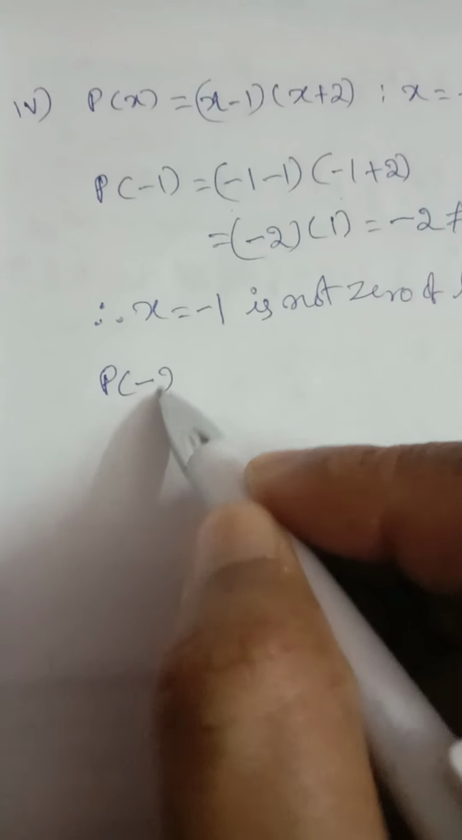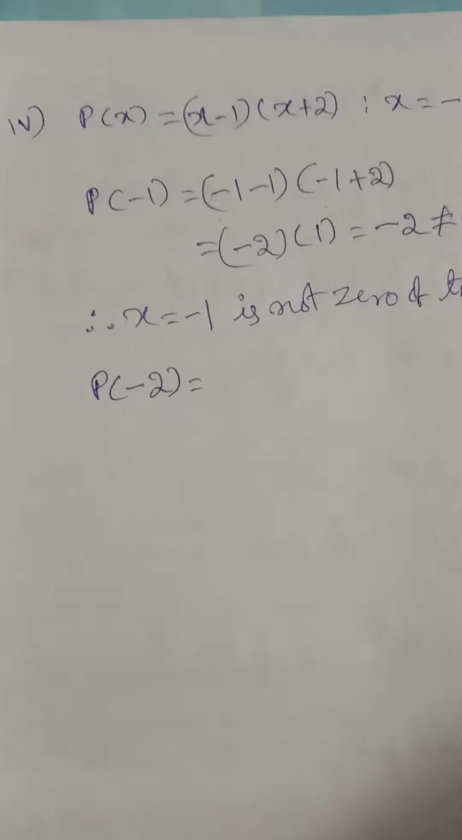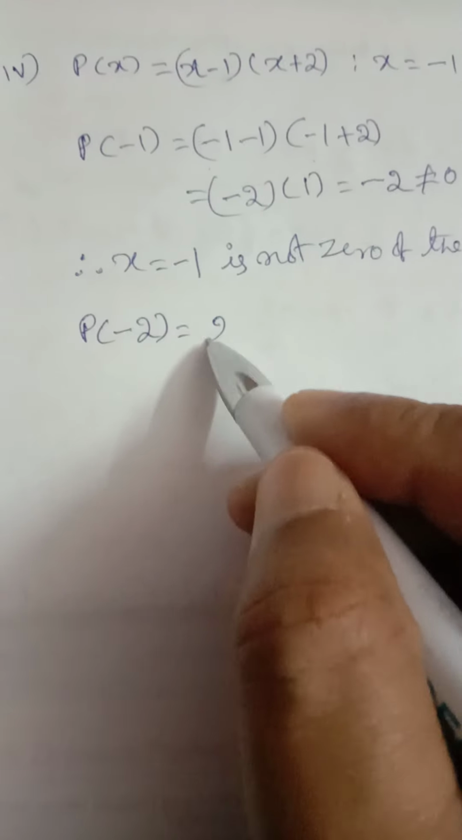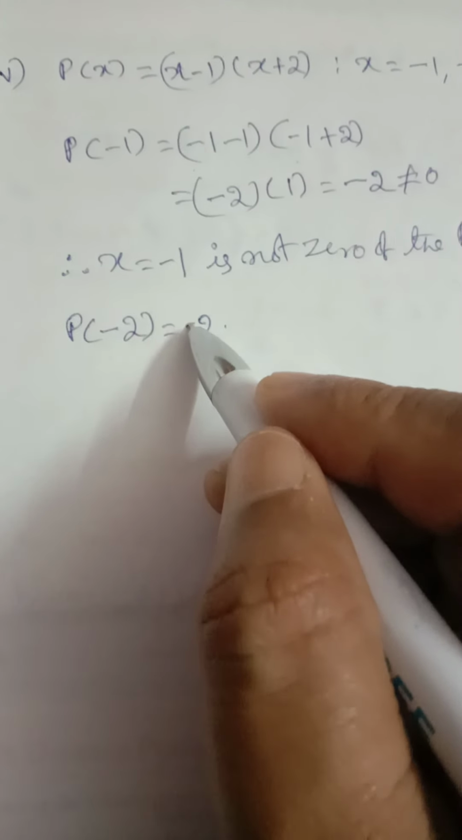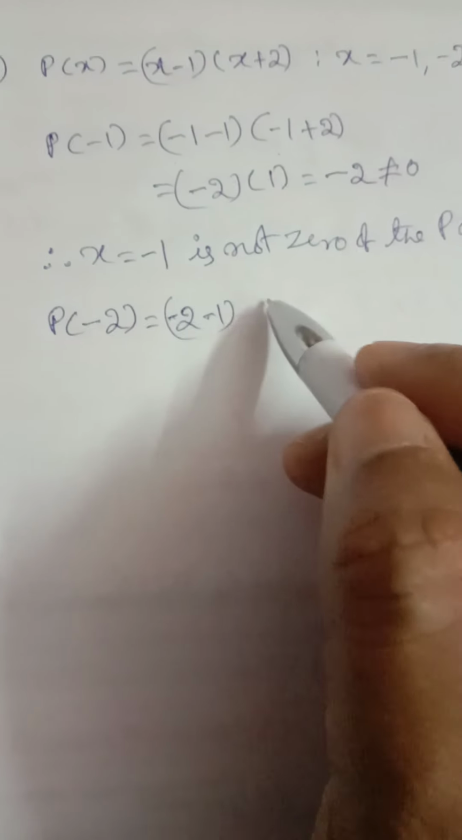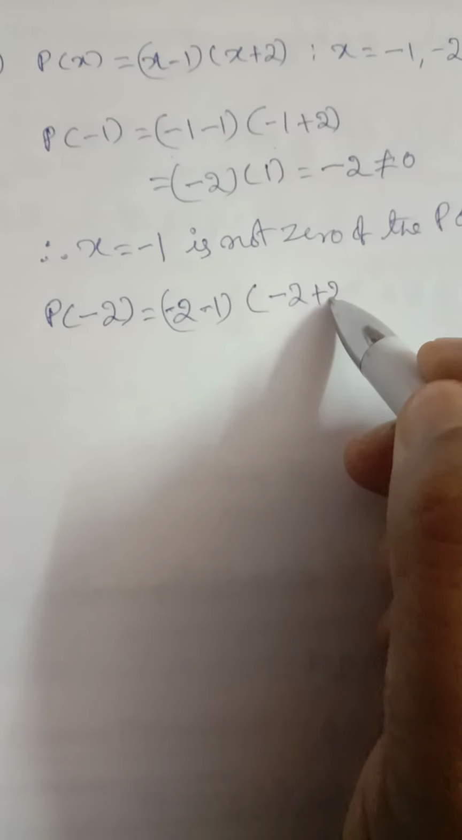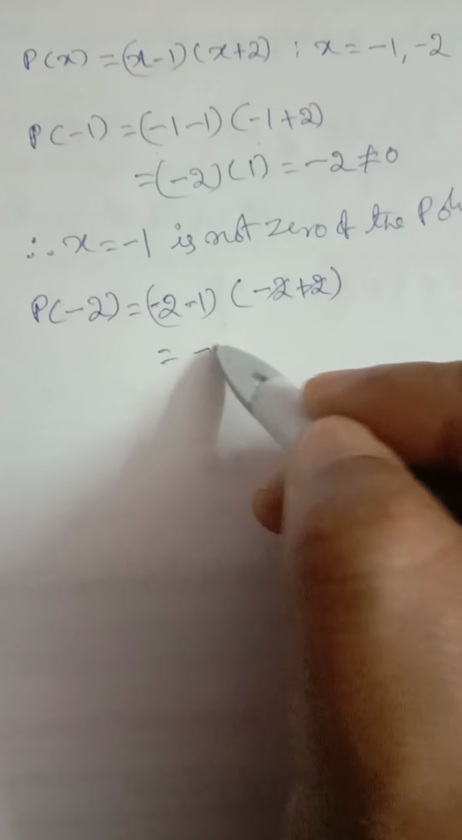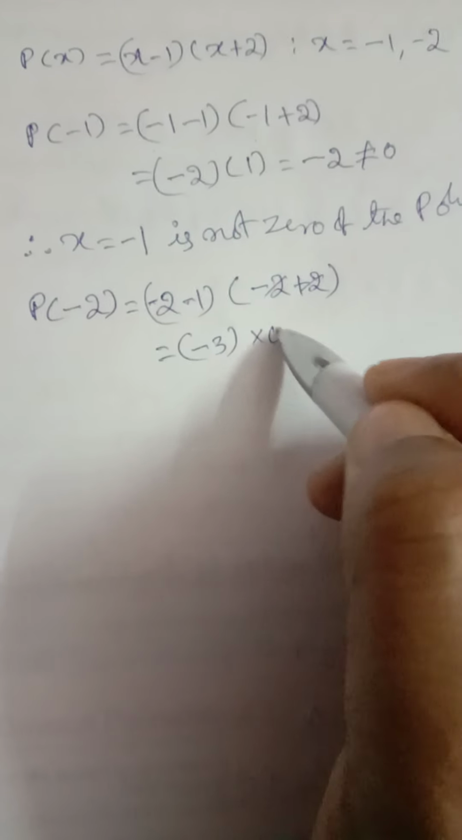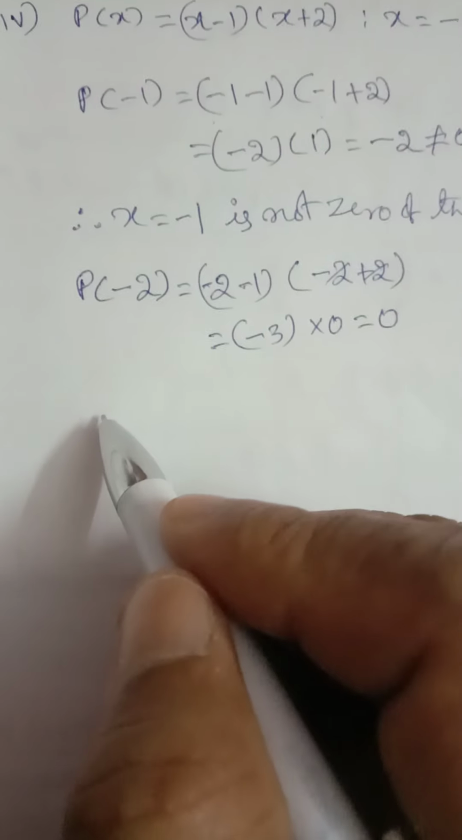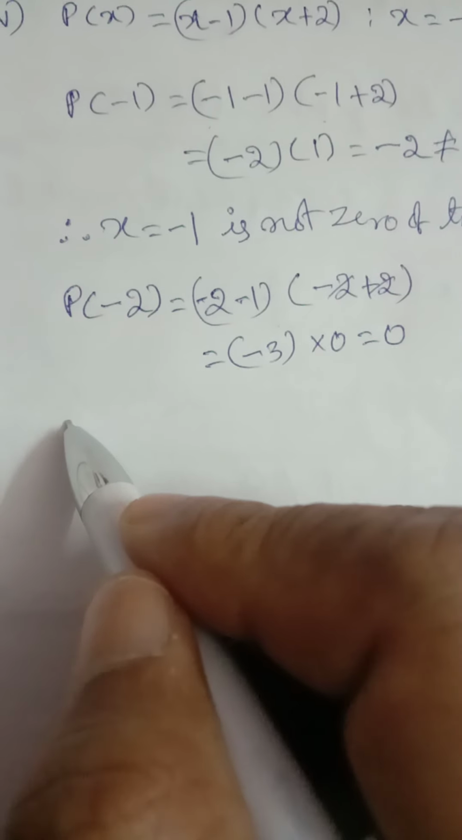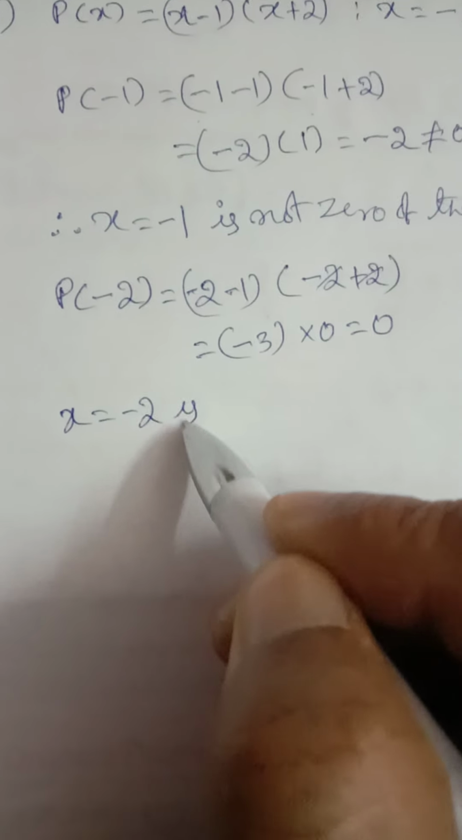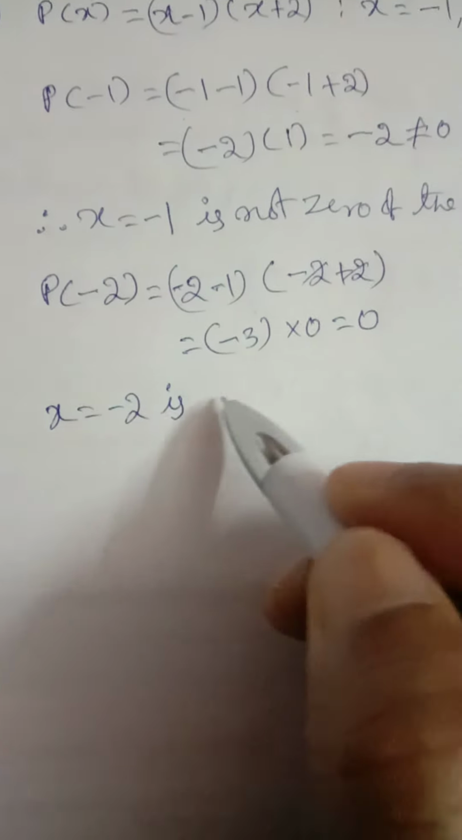P of minus 2 is equal to (minus 2 minus 1)(minus 2 plus 2). Minus 2 plus 2 cancel, that is 0. Minus 3 into 0 is 0. Therefore x is equal to minus 2 is a zero of the polynomial.